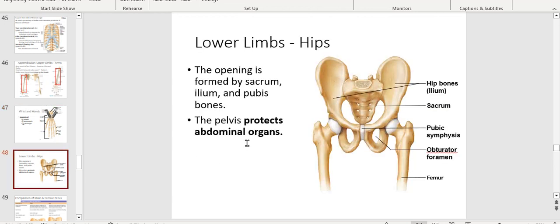Moving on down into the hips. Okay, the opening is formed by the sacrum, there's the ilium, and the pubis bone. Okay, there's your ilium, left and right. Okay, there's the sacrum, that's involved in the axial skeleton. We are now moving into the appendicular skeleton, and you'll see how the articulation forms between the femur and the pelvic bone here. The pelvic bone obviously protects abdominal organs.